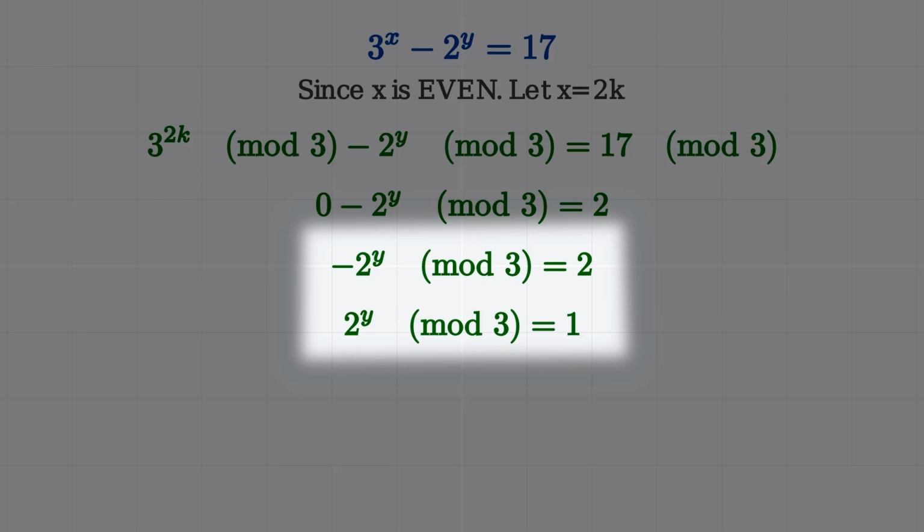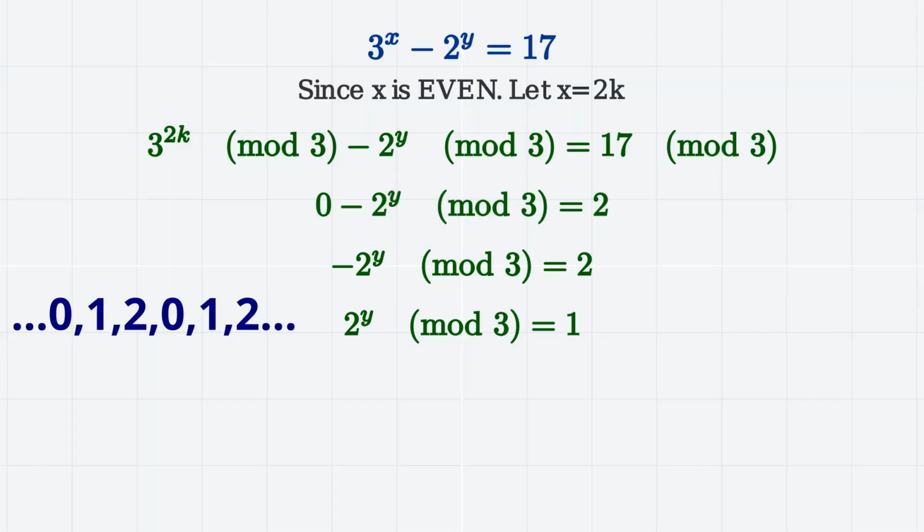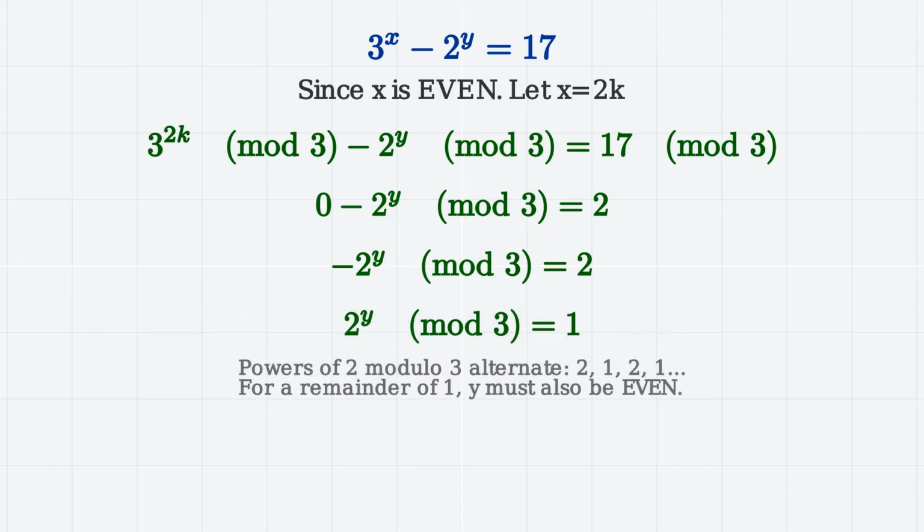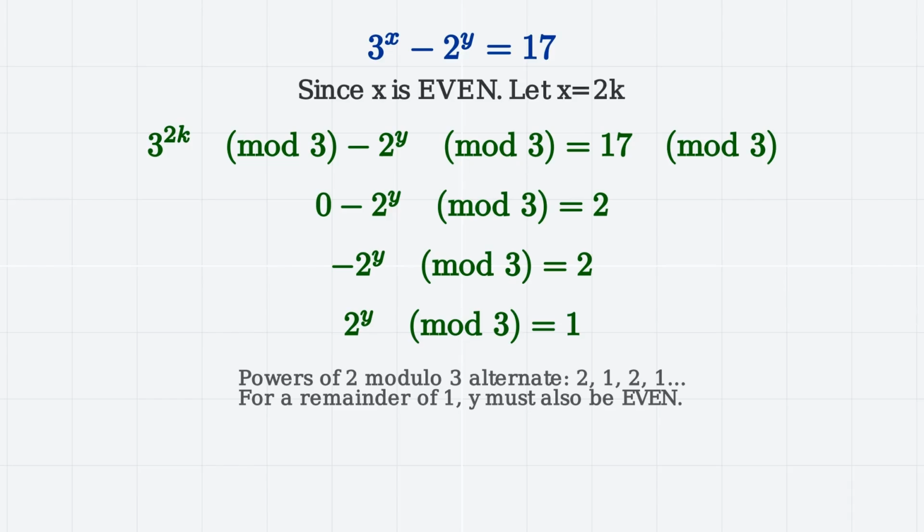Wait, how? Try this. Keep dividing consecutive numbers by 3. You will keep repeating 0, 1, 2, 0, 1, 2 and so on. So it's like a clock. Minus 2 means you just go 2 steps backward instead of forward. That's why minus 2 equals 1 here. Using trick number 2, we discover that y is also even. Great, so both x and y are now even.